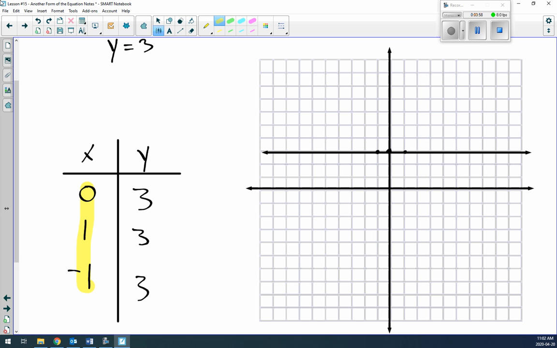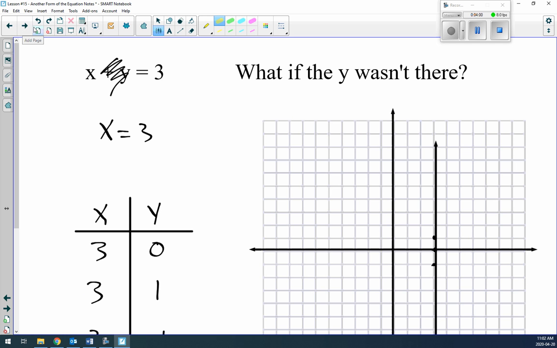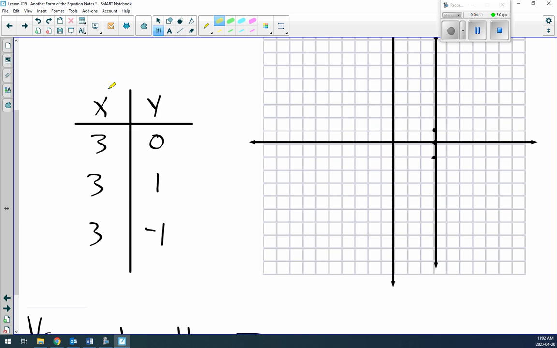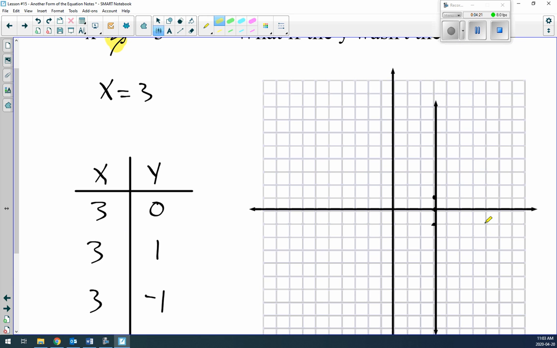All right, page 4. What if y wasn't there? So we're taking the original equation and changing it. y is gone, so we just end up with x equals 3. In every single one of these cases, x equals 3. So you have to pick different values of y this time: 0, 1, and negative 1. What does x equal? 3, 3, 3. So we have the points 3, 0; 3, 1; 3, negative 1. If you plot all those points, look, they form a perfectly vertical line.